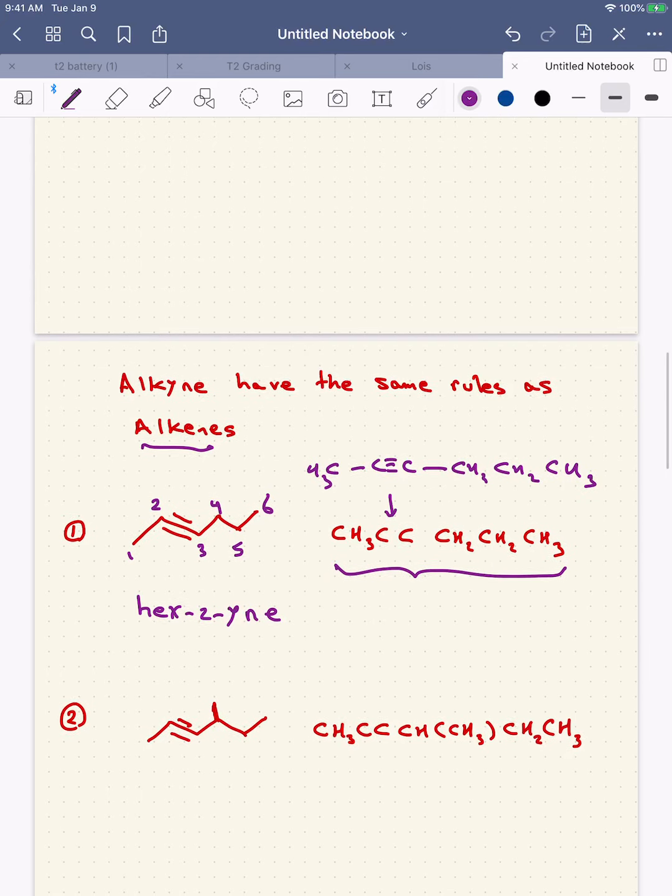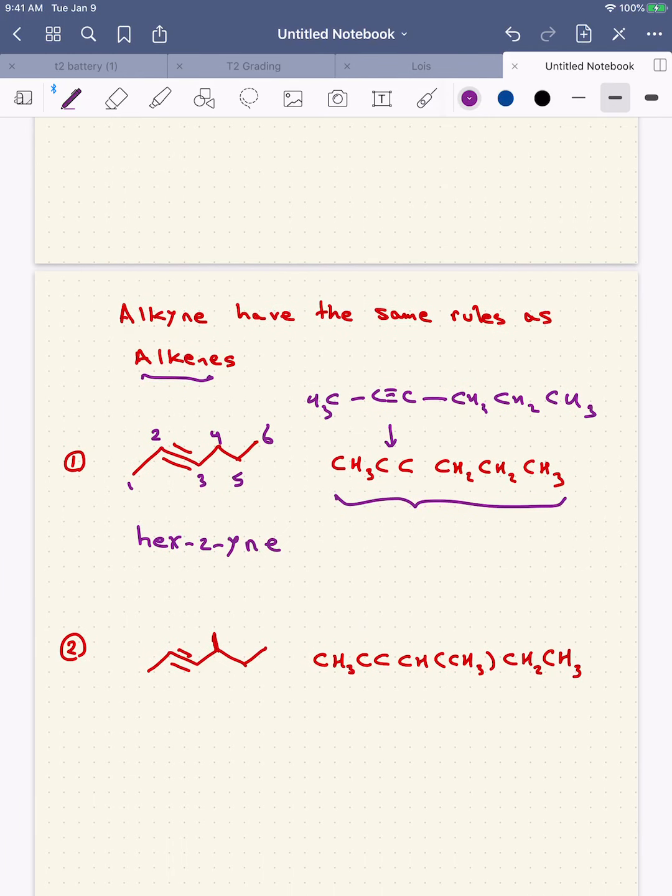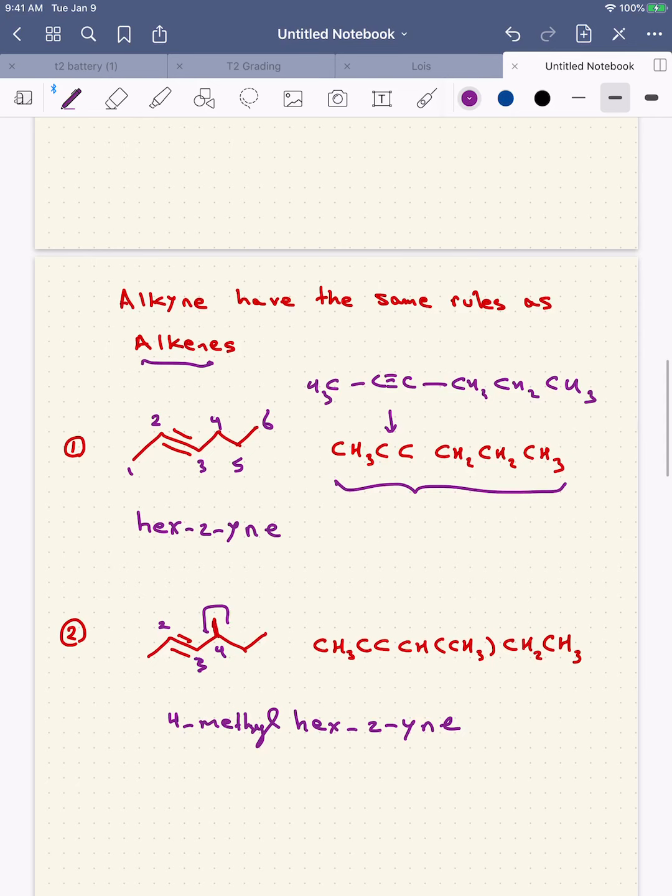Now you could have a branch. If you notice, I cannot have the branch on carbon 2 or carbon 3. I can have it on the 4th one. So this is a 4-methyl. The branch is a methyl, it's on carbon 4, and then the remainder of the name is as before, hex-2-yne. We will look at other structures in the next videos.